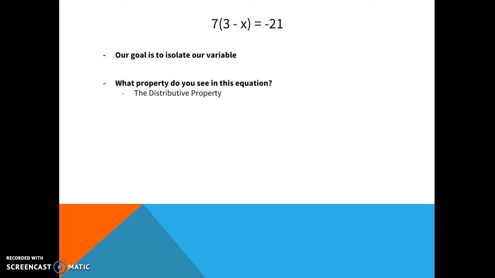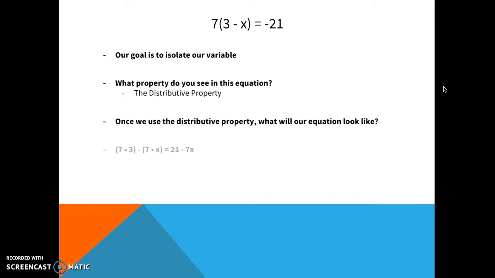Well, I see the distributive property. I know that I can multiply 7 by my 3 and then my 7 by my x. So this 7 outside of this parentheses means that I am multiplying this 7 by both terms inside of my parentheses. So what will the equation look like when I use the distributive property? What will the left side of my equation now look like?